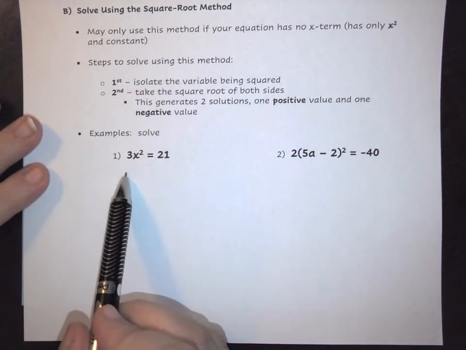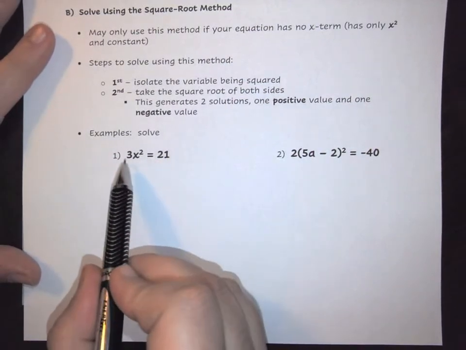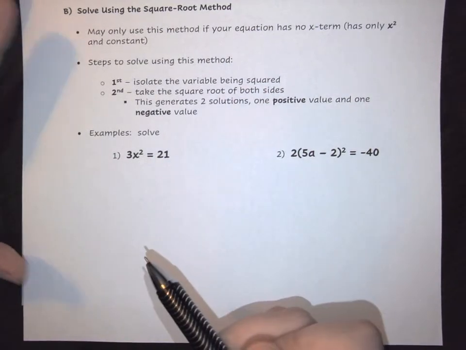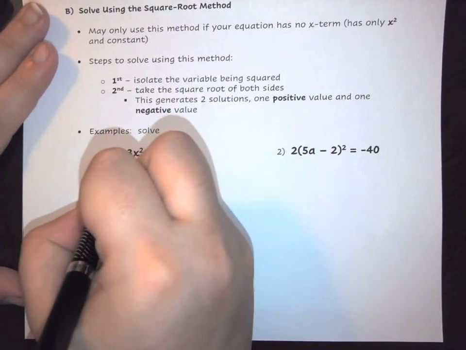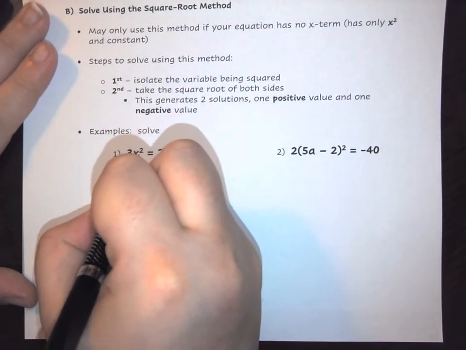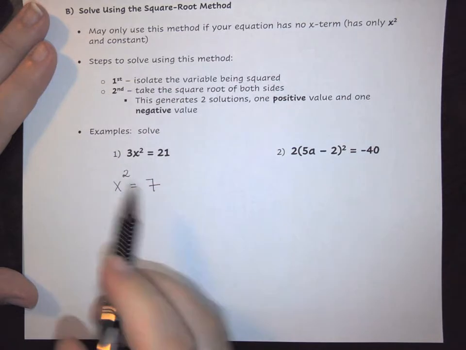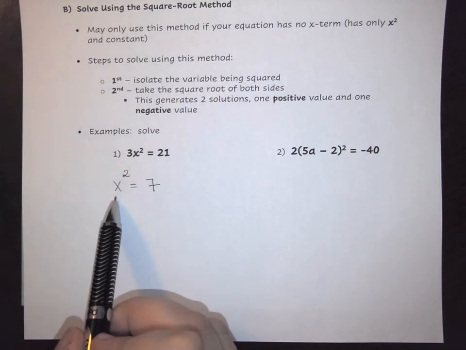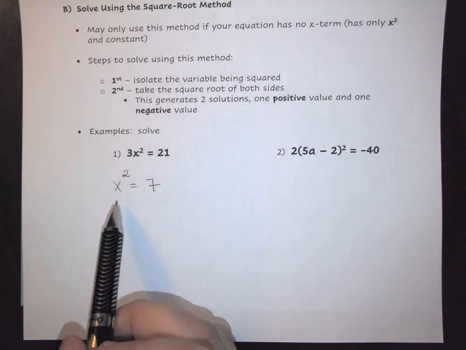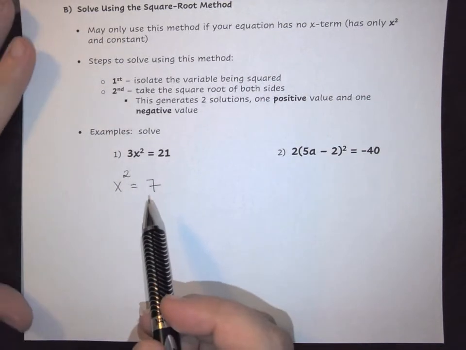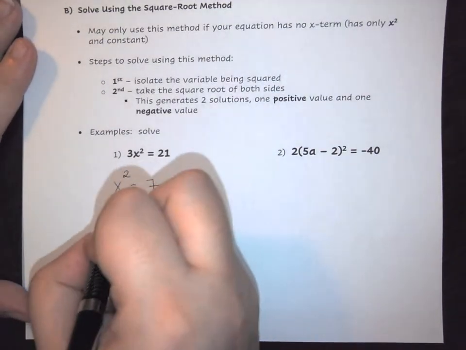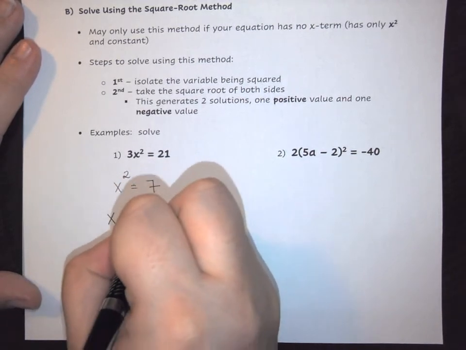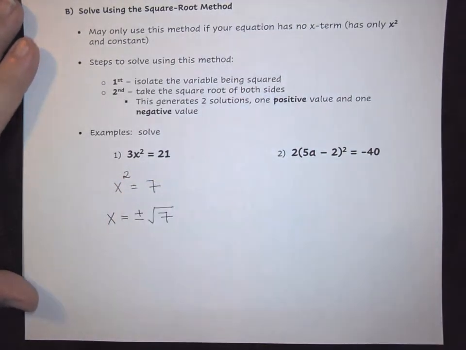So if you look at this first example, notice I have 3x squared equals 21. The first thing I want to do is divide everything by 3. I end up having x squared is equal to 7. Now if you notice, my square term has been totally isolated by itself. It's a single variable. Therefore, the only thing I have to do now is take the square root. So by taking the square root, I end up with plus or minus the square root of 7.